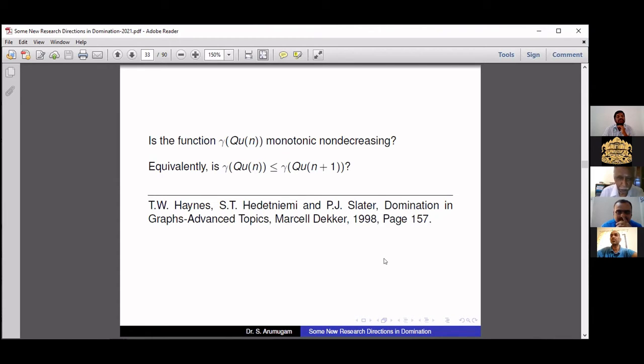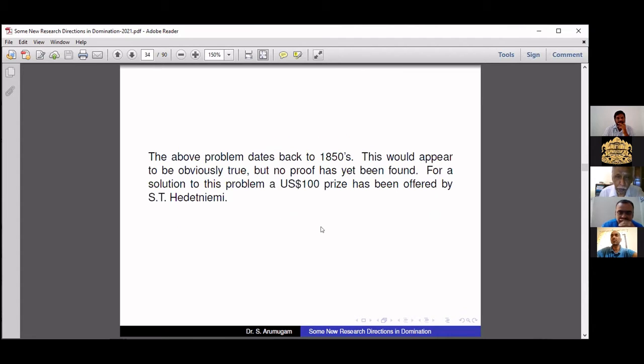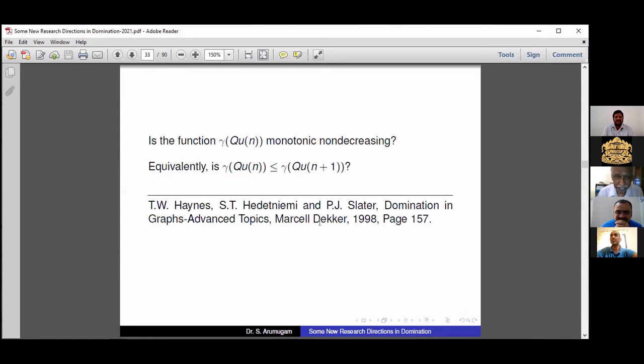You can refer to the book by Haynes, Hedetniemi and Slater, Domination in Graphs: Advanced Topics, page 157, where the problem is mentioned, and they say that the above problem dates back to the 1850s. This would appear to be obviously true, but no proof has yet been found. For a solution to this problem, a $100 prize has been offered by Professor Hedetniemi. I am also surprised at this situation that gamma qn is less than or equal to gamma qn plus 1 is an unsolved problem.